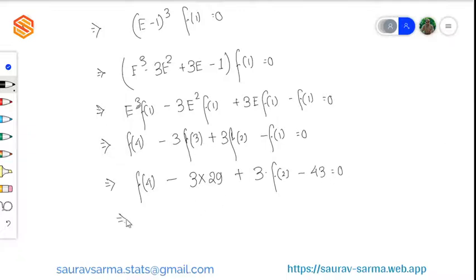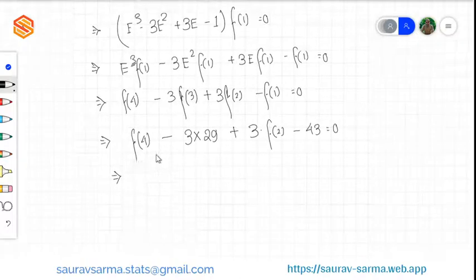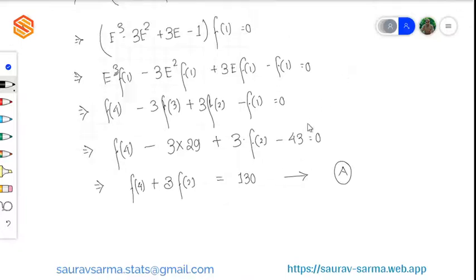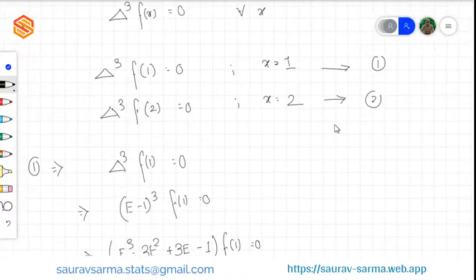This implies f of 4 plus 3 times of f of 2 is equal to 130. I name this equation number A.